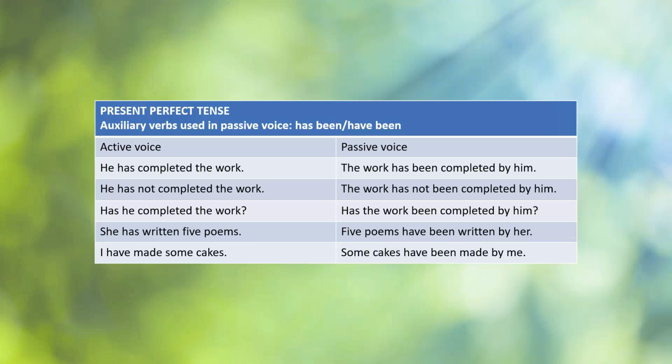Now we will change the sentence into passive voice. Then we will change he and the work at the places. The work has been completed by him. He has not completed the work. The work has not been completed by him. Has he completed the work? Has the work been completed by him? She has written 5 poems. As we know that there is a plural word, then we will put have. 5 poems have been written by her. I have made some cakes. Some cakes have been made by me. So this was the present perfect tense. Now let's see the next one.